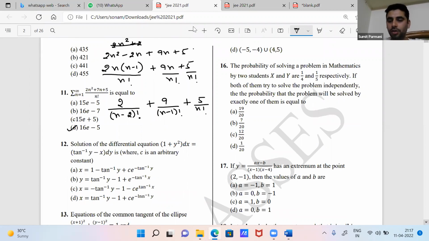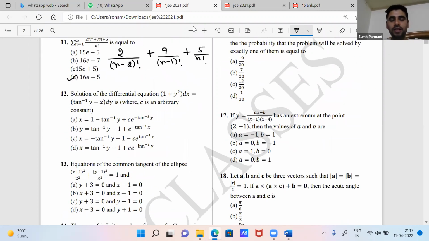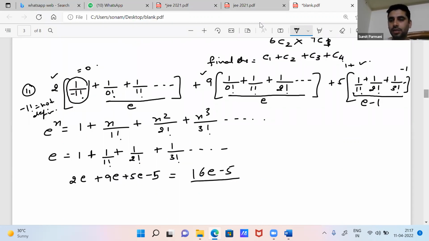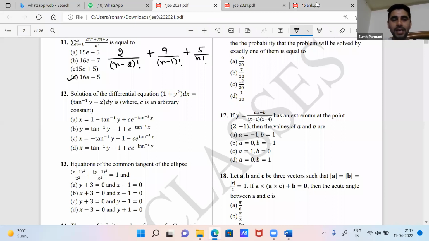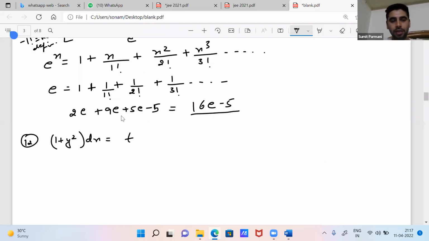11th is gone. 12th. The differential equation given is 1 plus y square dx is equal to tan inverse y minus x dy. Now we have to solve this differential equation.